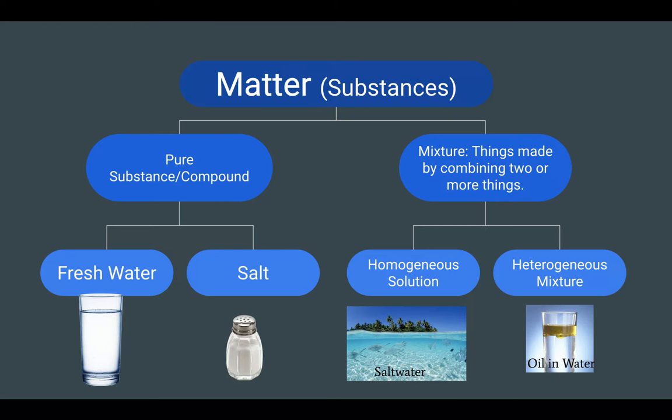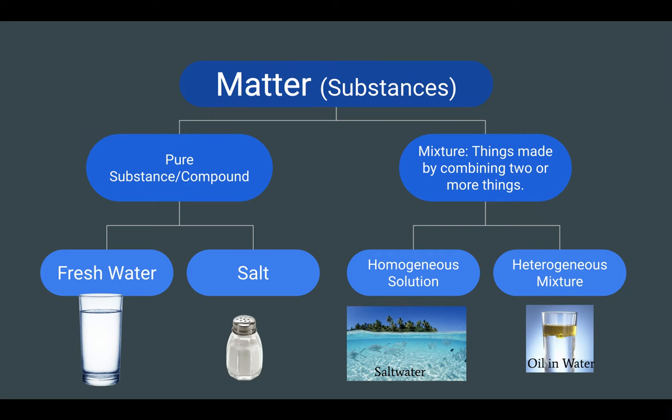You know that anything in the universe that has mass and volume is matter. And for this lesson, we're just going to call matter substances. You can have a pure substance. That's shown over here on this side of the table. A pure substance could be an example like fresh water. Fresh water is just water all the way through. Or salt. Salt's just salt all the way through.